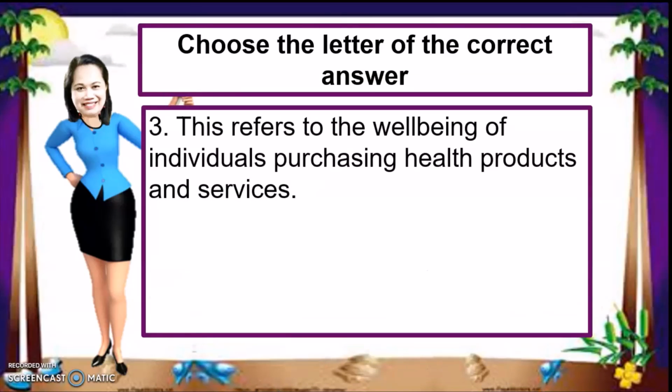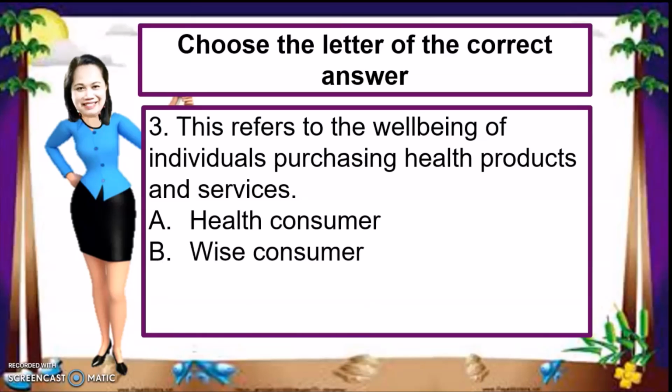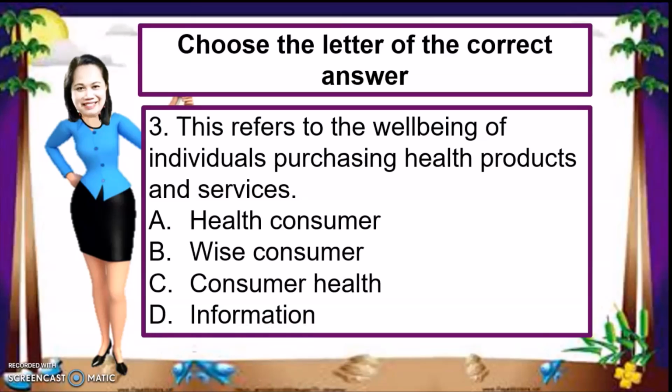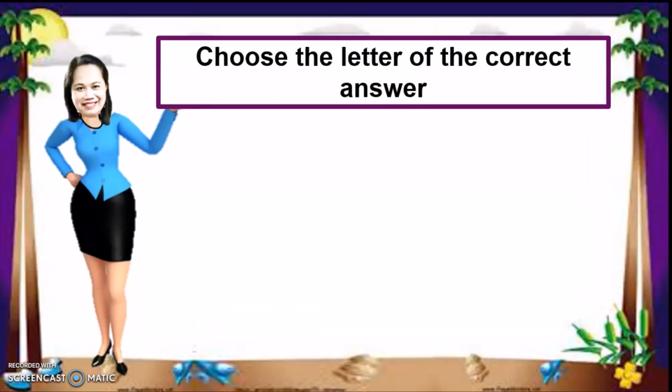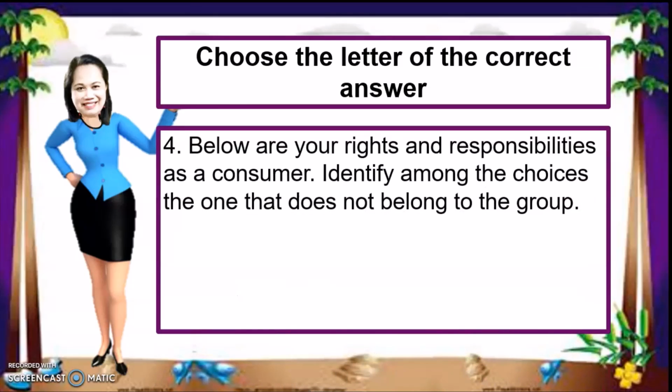Next, number 3. This refers to the well-being of individuals purchasing health products and services. A, health consumers. B, wise consumers. C, consumers' health. D, information. Number 4. Below are your rights and responsibilities as a consumer. Identify among the choices the one that does not belong to the group. Again, the one that does not belong to the group.